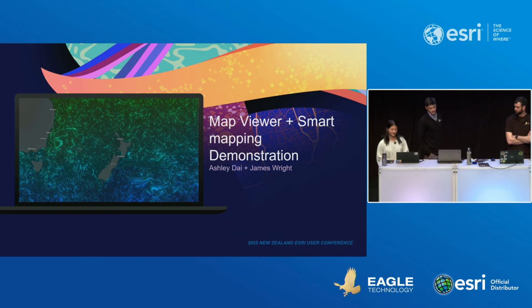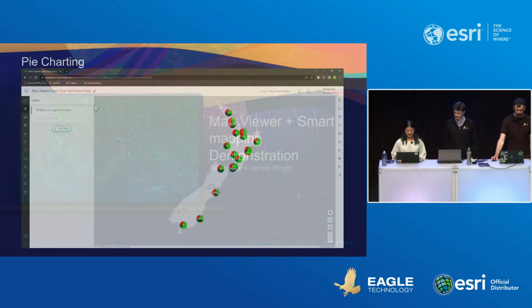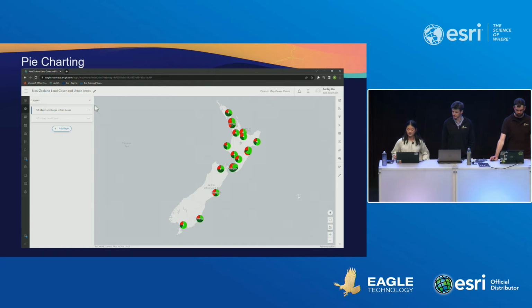Thanks, James. So I'm going to go over some more new features in Map Viewer to help you guys create more engaging visualizations within your maps. So first, with this update, pie charts can now be added and configured. So this is joining bar charts, line charts, histograms, and scatter plots. And charts are very useful to help you uncover patterns, trends, and relationships in your data.